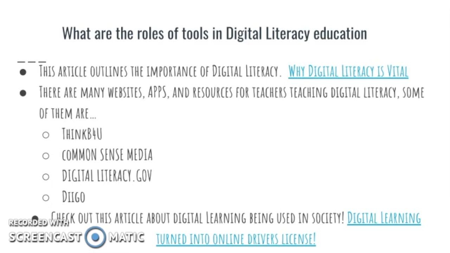DigitalLiteracy.gov is an online resource for teachers about how to teach digital literacy and some other tools to use. It also has links for job training, which would be helpful for new educators. Diigo is a digital literacy tool for students that allows them to bookmark pages and annotate or highlight as they read. This is a great online alternative to printing out handouts for all your students and wasting paper. Check out this link at the bottom to read about how digital learning is helping make driving school online.